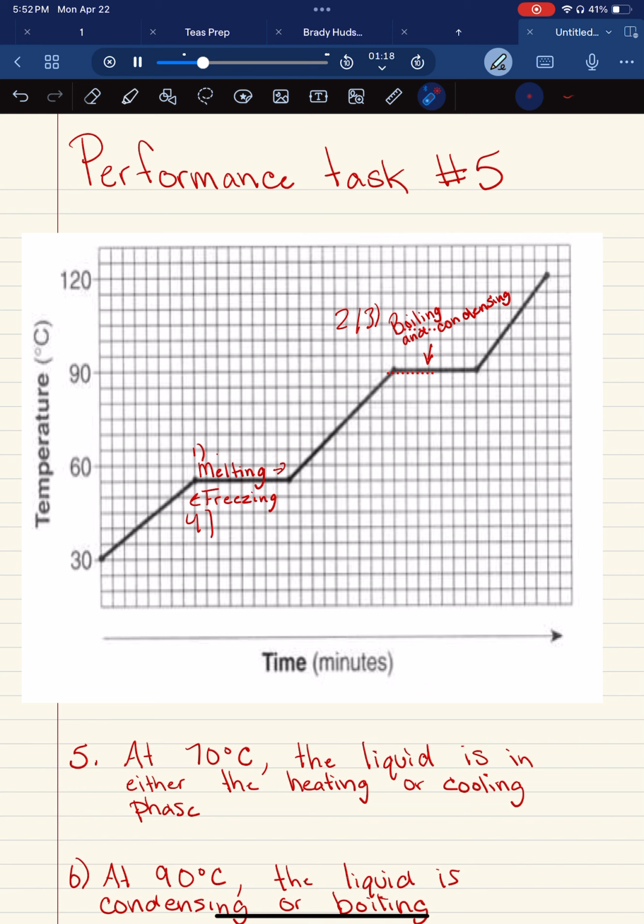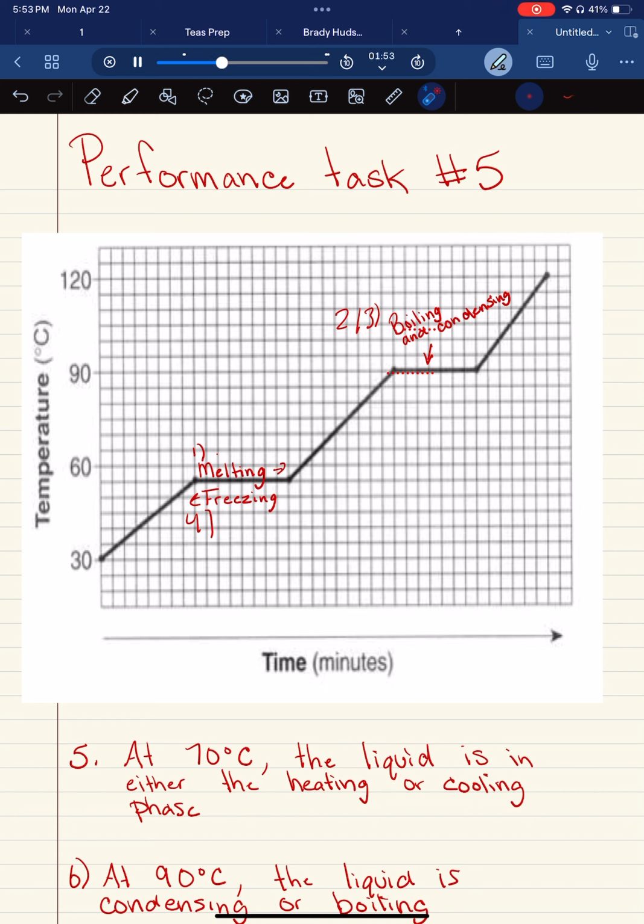Our first flat line here is going to be our melting point, and then we crawl up when our liquid is heating and we hit our boiling point at our second flat line. This is also our condensing point if you're coming back in the other direction to go back to freezing. And then we hit our freezing point at stage 4 right here with the flat line once again. So melting and freezing are at the same point depending on which direction you're going.